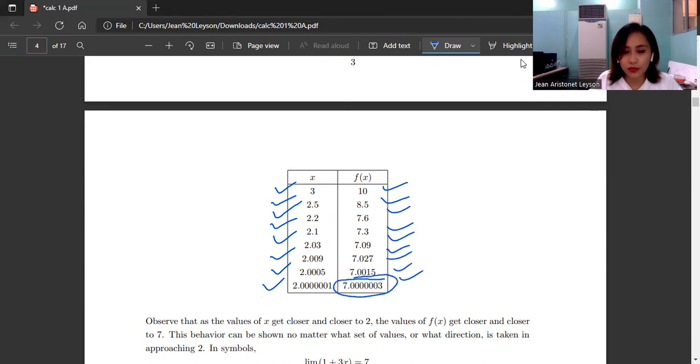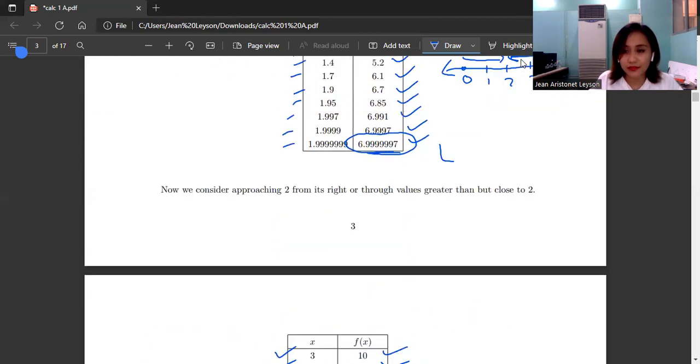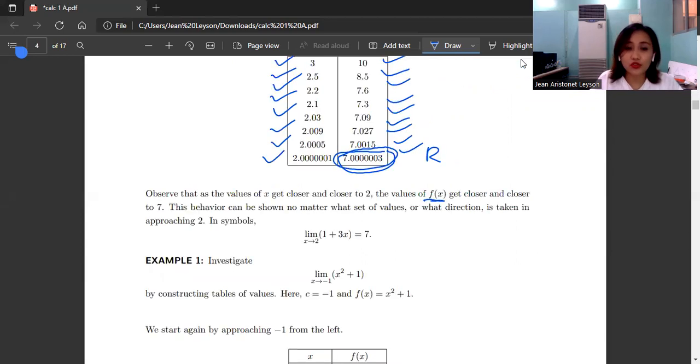Now, compare the values that we got as x approaches 2 from the right and from the left. Observe that as the values of x get closer and closer to 2, the values of f of x get closer and closer to 7. This behavior can be shown no matter what set of values or what direction is taken in approaching 2. So in symbols, our final answer is the limit of the function 1 plus 3x as x approaches 2 is equal to 7. Okay? I think that's very easy.